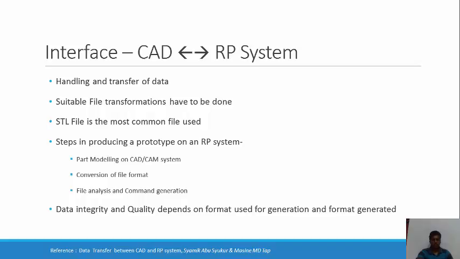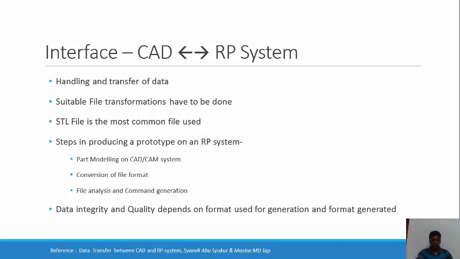So there are basically three steps in producing a prototype on an RP system. First, a part is modeled on a CAD/CAM system and must be represented as a closed surface to enable the system to create the solid object. Next, the solid or surface model is converted into a file that the RP system can understand. Then the RP system analyzes the file to generate the commands and to fabricate the model on the rapid prototyping machine.